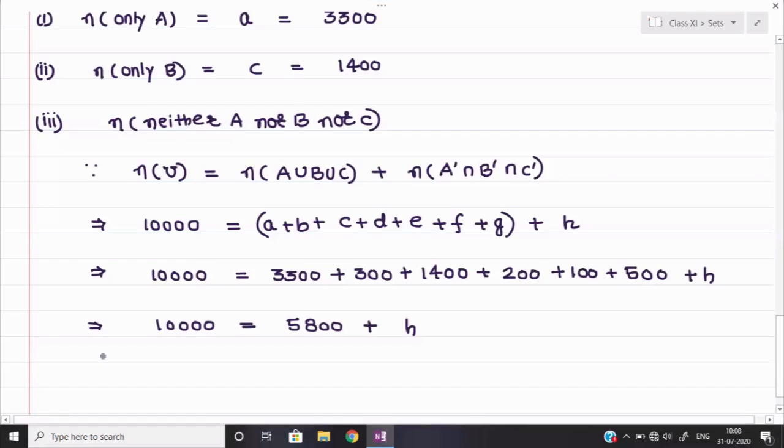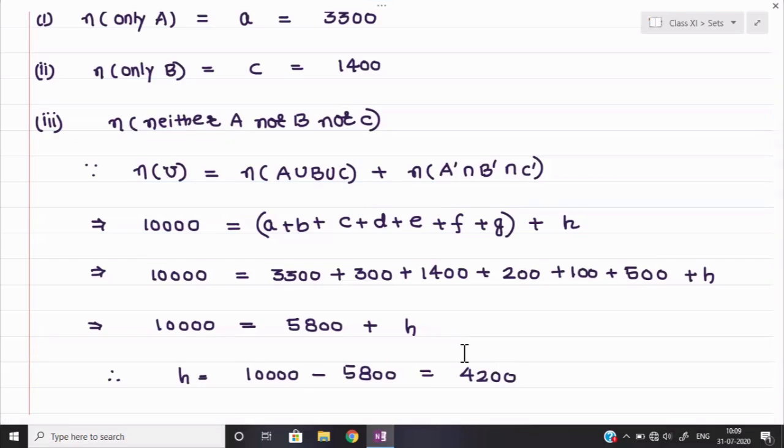So the value of H will be equal to 10,000 minus 5,800. So this will be 4,200. I am getting it. Okay, is it right? Once we can check. I think I have checked the addition plenty of times. So 33 plus 3 is 36, and then plus 14 is 5,000. Yes, it is right. So this will be the answer. 4,200 persons are not purchasing any of the newspapers.